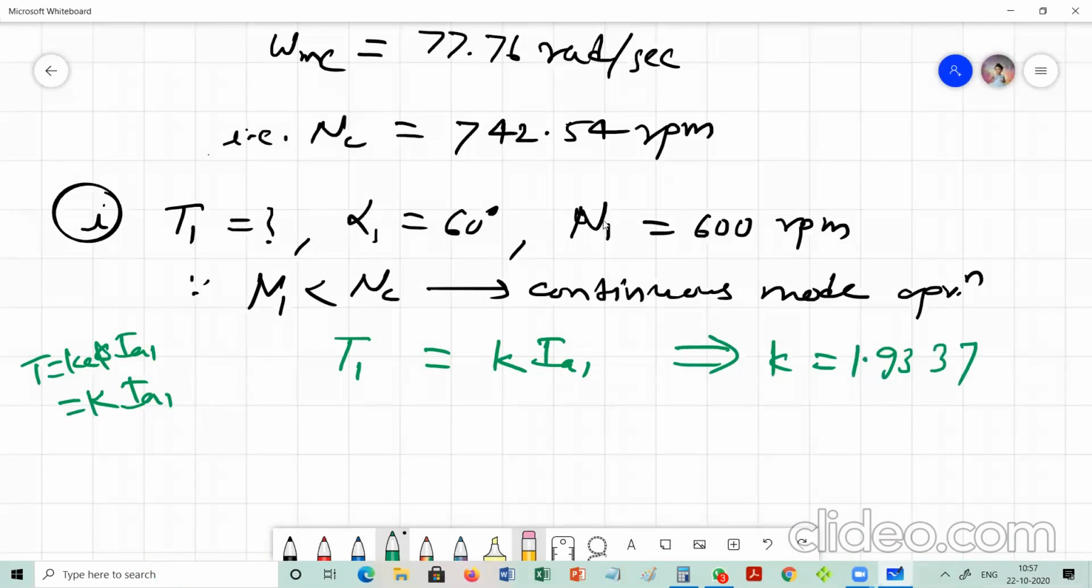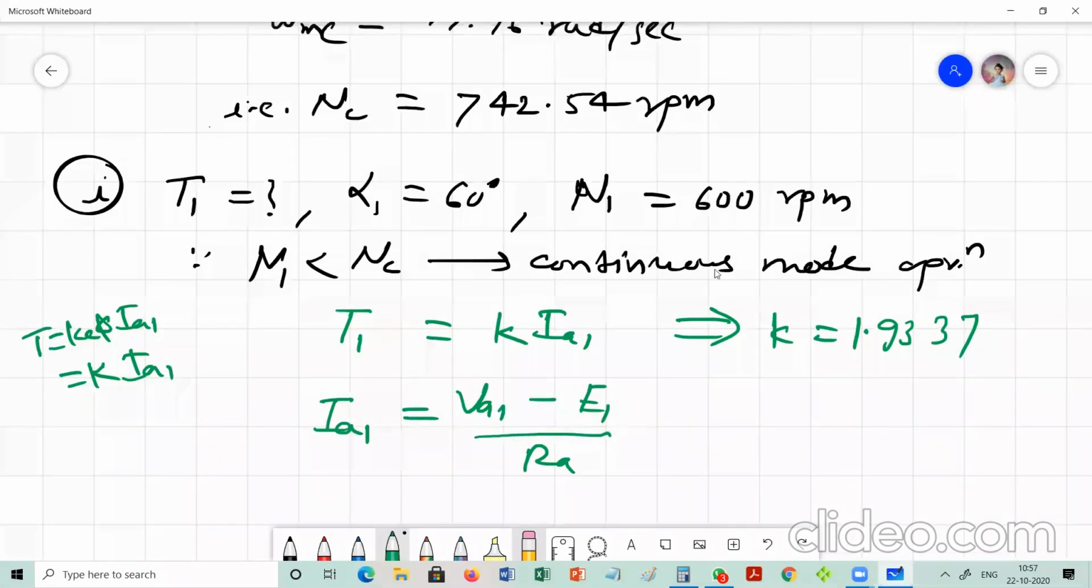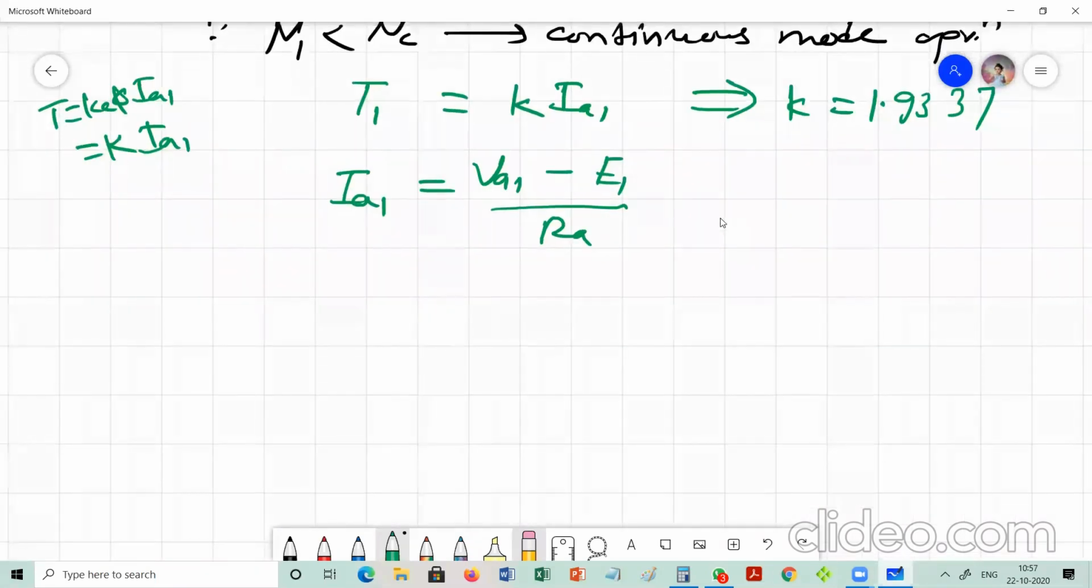So IA1 has to be calculated. For calculation of IA1 we can use the voltage equation or current equation. IA1 is equal to VA1 minus E1 by RA. RA they have given equal to 2 ohm. We have to calculate VA1 and E1. Then we can calculate IA1.